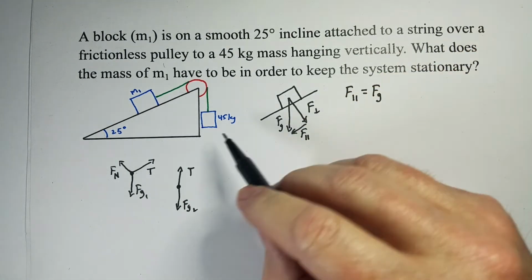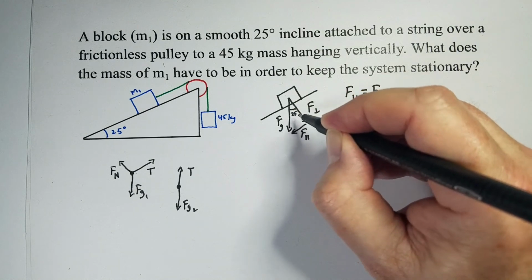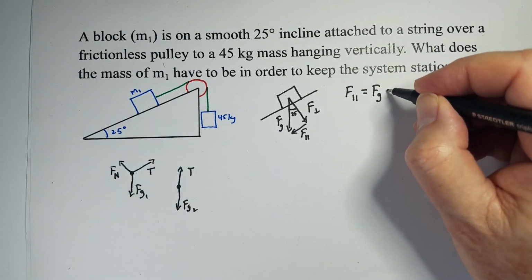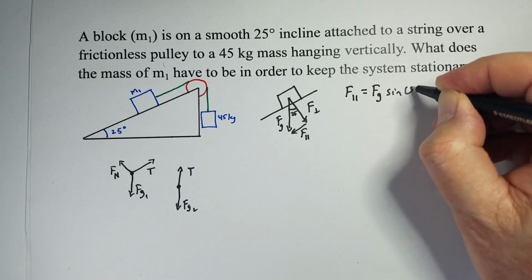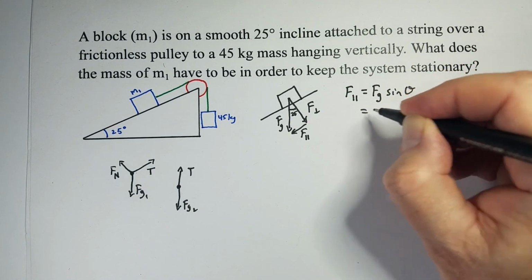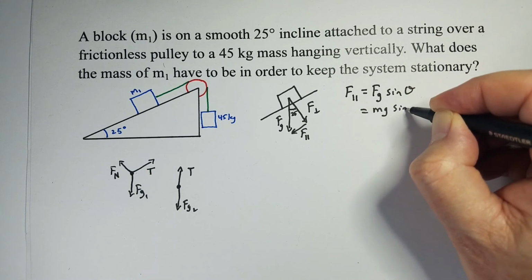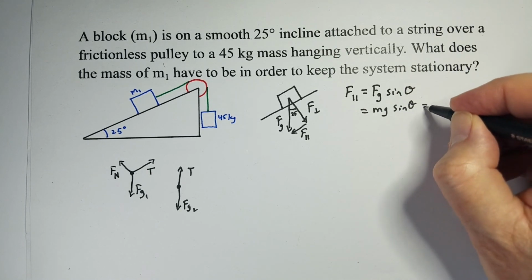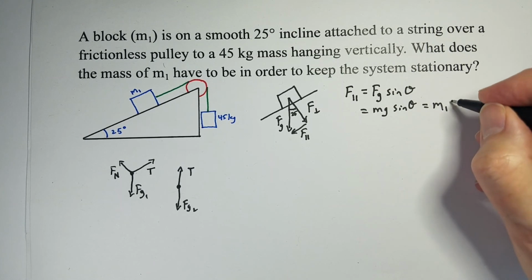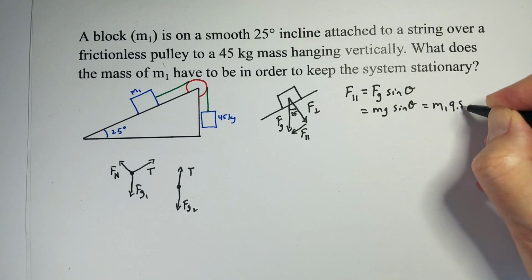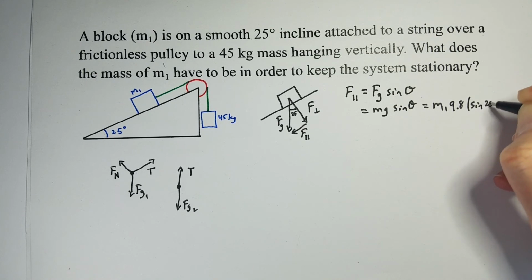Now here's the neat thing: because of similar triangles, this angle and that angle are the same thing. So that's 25 degrees, and the force parallel is the opposite side. So that's the sine of the angle, 25 degrees. That will be mass times gravity times the sine of the angle. In this case, that's m1, and we don't know the mass yet. Gravity is 9.8 times the sine of 25 degrees.